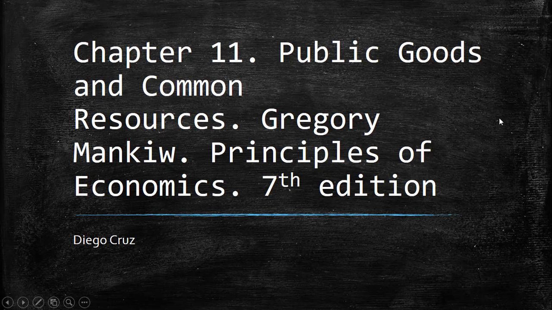Hi everyone, this is a new video of chapter 11, Public Goods and Common Resources. This is from the book Principles of Economics, 7th edition, by Gregory Mankiw.